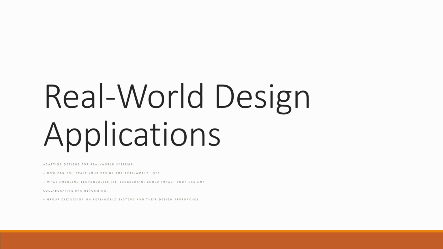Once you have learned the core principles of system design, it's time to adapt them to real world scenarios. Consider how you can scale your design for actual production environments. What technologies like AI or blockchain might influence your design decisions? During this session, we will brainstorm real world systems and discuss their design approaches, which will help you understand how to apply your theoretical knowledge practically.